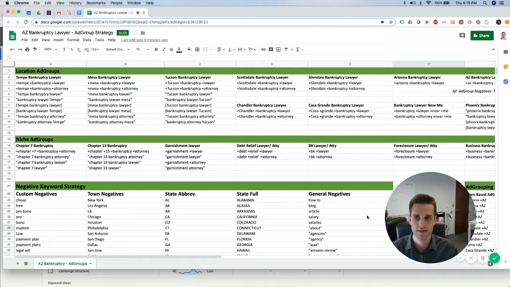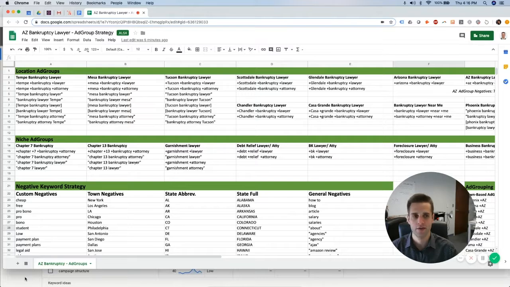So this is for a bankruptcy lawyer, as this case study that we're doing as we build the campaign. I just want to show you the thought and the strategy that was put into this entire campaign structure. So the way I structured it, first things first, I had a full export file of the Google Keyword Planner showing me what all the searches were in the state of Arizona for a bankruptcy lawyer.